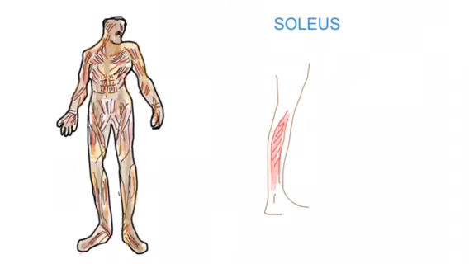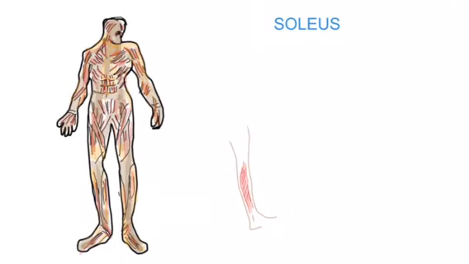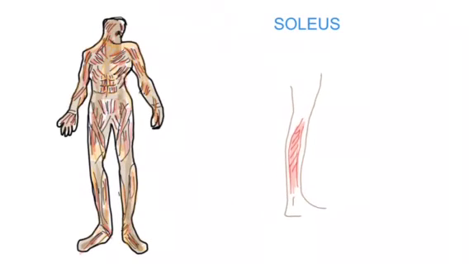The soleus is located in the lower part of the leg, generally behind the gastrocnemius. Its origin point is at the tibia and the fibula, and it inserts on the posterior side of the heel bone. It assists in the action of plantar flexion of the foot.